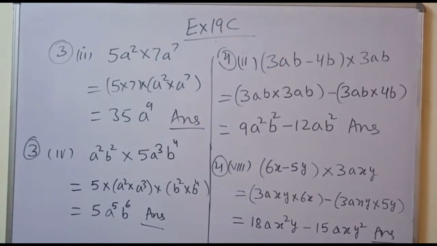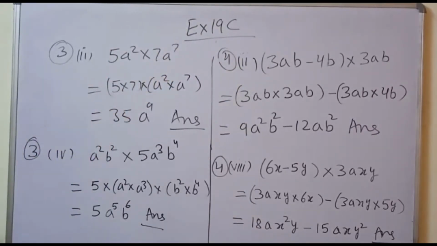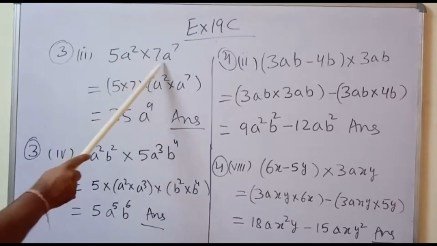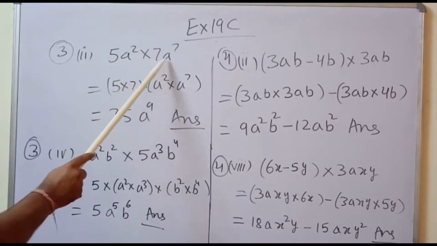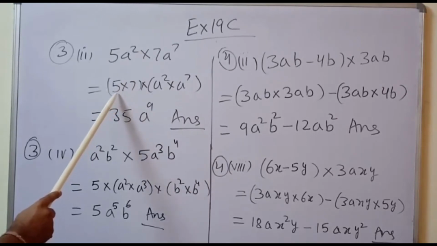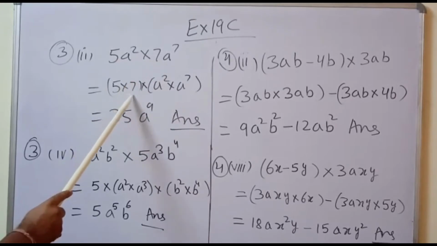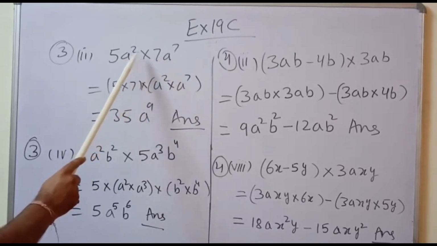Children, now I am taking some questions from exercise 19C. Here is the question number 3. You can see from your book, page number 178. We have to multiply two algebraic expressions, both are monomials, 5a square and 7a square. In the next step, we will multiply the constant terms, that means 5 and 7 together, and the variables together.